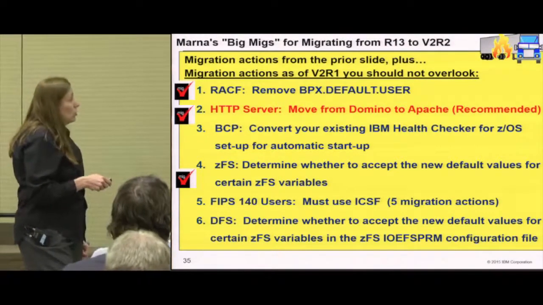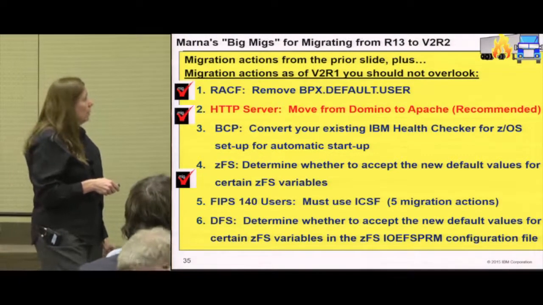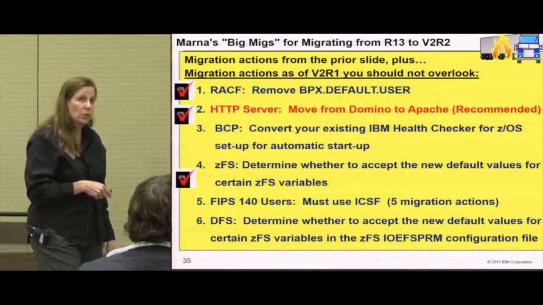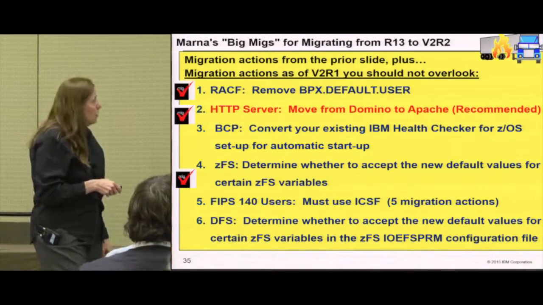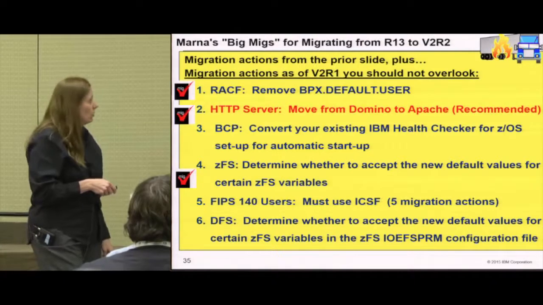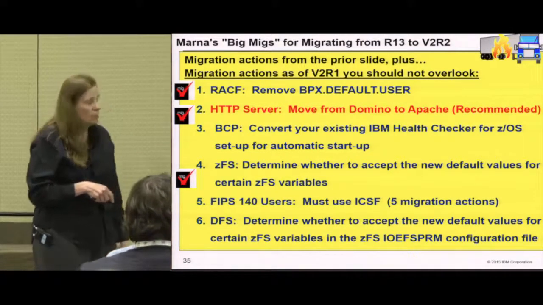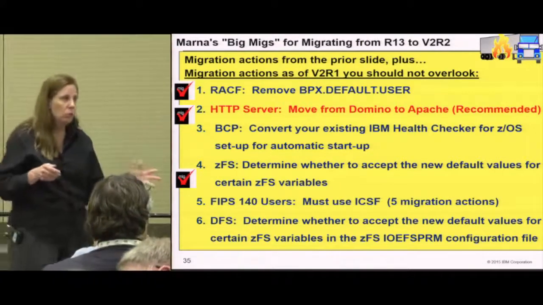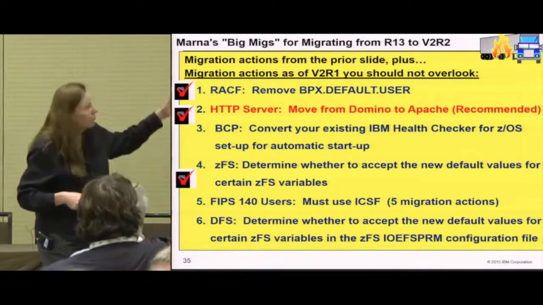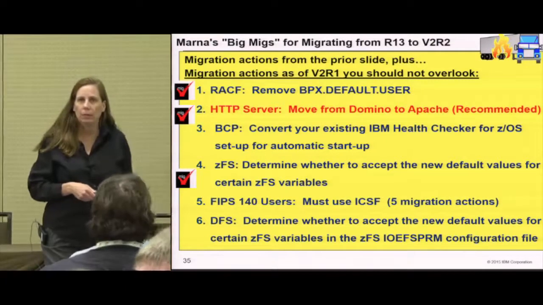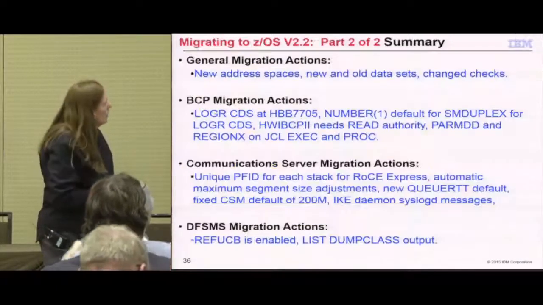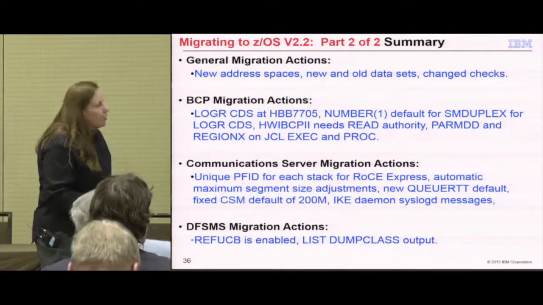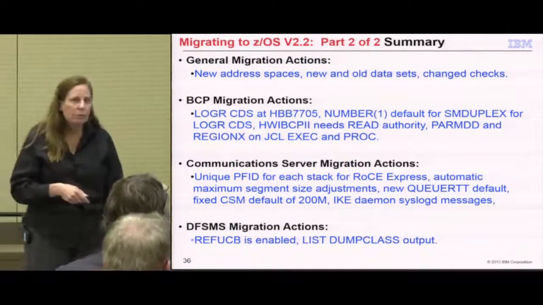And then we have making sure that you've got health checker up and running. Make sure you check the cache size default changes for ZFS. Make sure you're using crypto for FIPS 140. And also look at default values for ZFS that have changed as well. Okay, so 13 to 2.2 people, you guys have like a dozen big MIGs to look at.